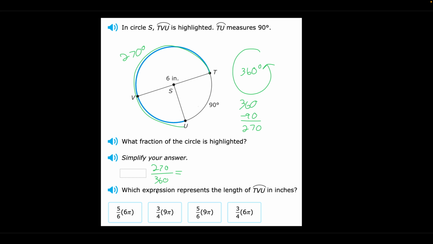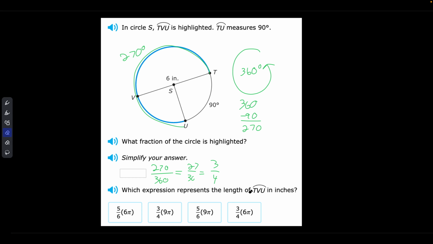And then, of course, this can be reduced. If you reduce by tens, you get 27 out of 36. And then if you divide by 9, you get 3/4. All right, and then it says which expression represents the length of major arc TVU in inches.